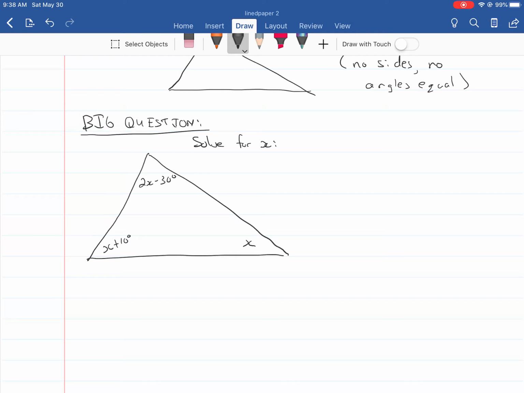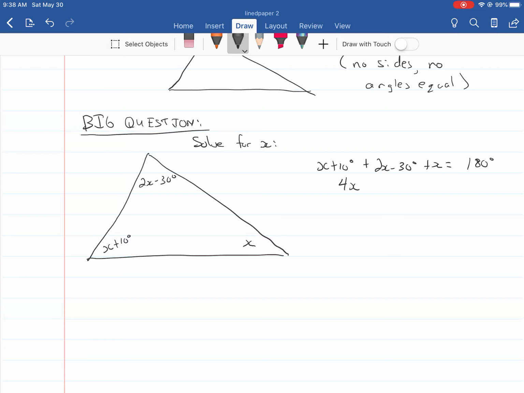more powerful mathematics. The powerful mathematics here is to make an equation that these three angles have to add to 180. So I get x plus 10 plus 2x minus 30 plus the x. That has to come out to 180 degrees. And so now we've done equation solving. We're going to collect like terms.